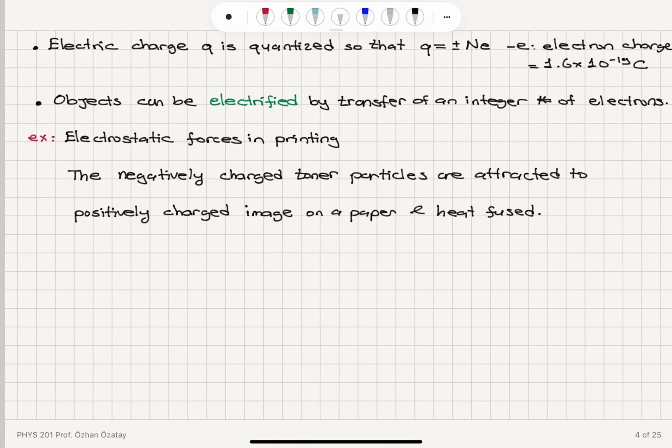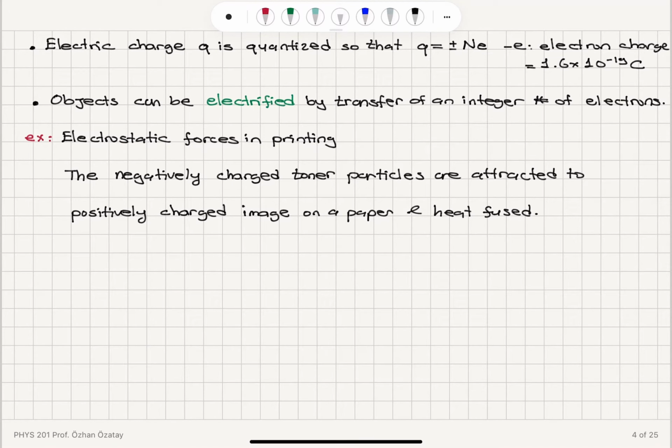Okay, and regarding this charge transfer process, we see that the electric charge is quantized so that we have an integer number of electrons being transferred. The smallest amount of charge you can transfer is the electron charge, which is 1.6 times 10 to the minus 19 coulombs. And so we can say that the objects get electrified by transfer of an integer number of electrons from one part of the system to another part of the system, and eventually we have a distribution of charges, but the net charge in the isolated system is 0.